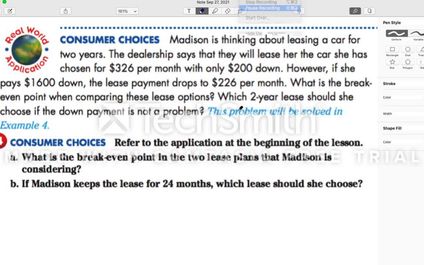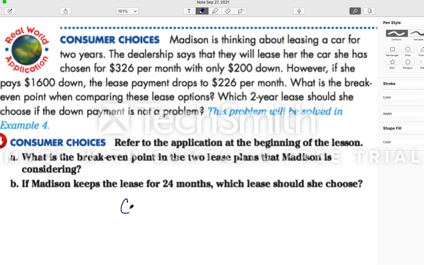I'm going to ask that you take a moment to read this. Pause me if you must. Okay, hopefully you did that. And what we're looking at is Madison's situation. She has decided to lease a car for 2 years, and she's got two choices.